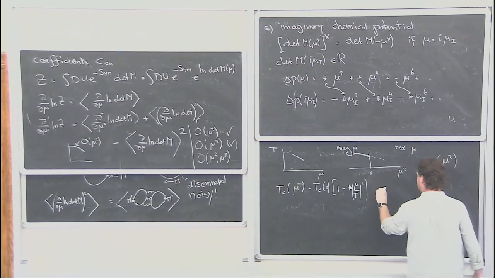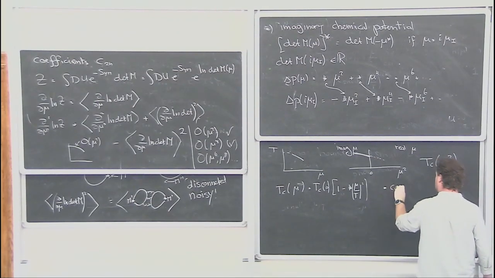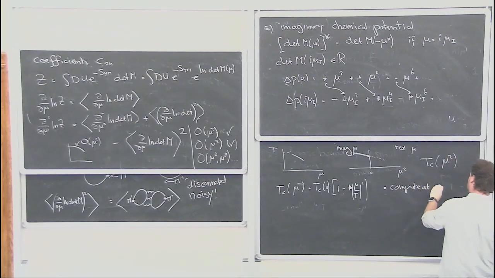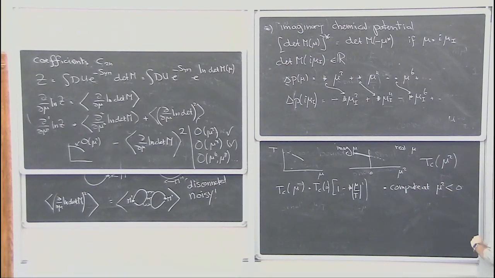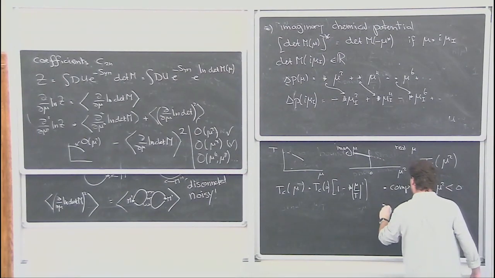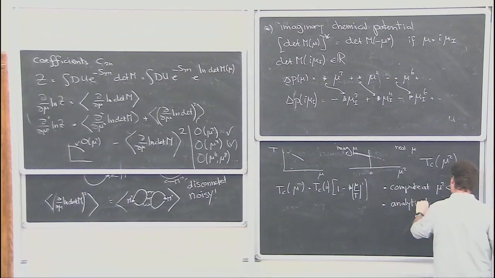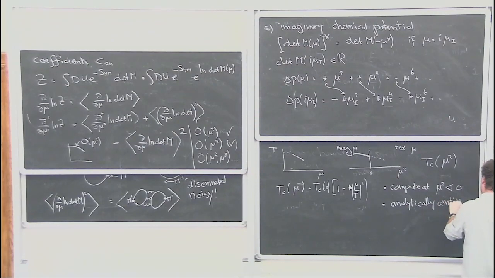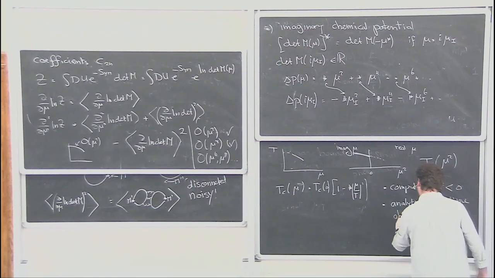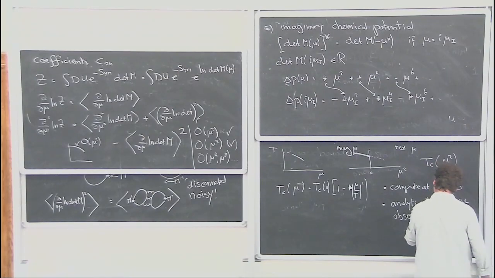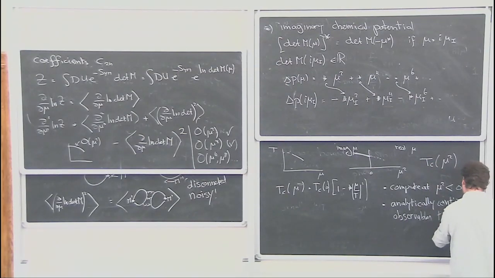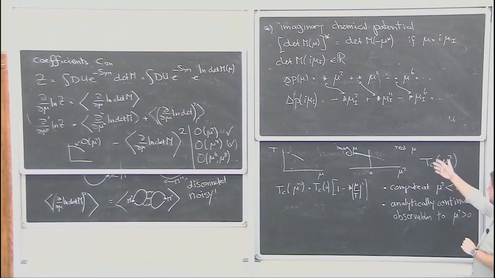So here the program is as follows: compute at mu squared less than 0, and then analytically continue observables. So you have to know how your observables depend on mu. Analytically continue observables to mu squared positive here. This can be done for basically any thermodynamic quantity, because thermodynamic quantities typically depend on mu squared. So that is all well defined.